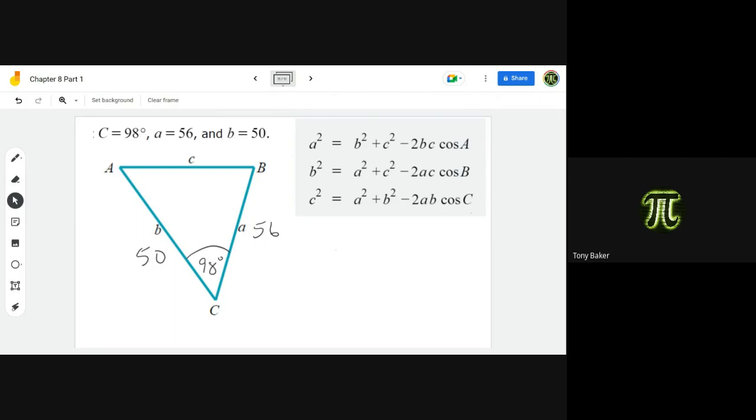In this case, any of the 3 that I find will give me a pair. So let's look at C. If I look at C, I'm using this equation right here, right? Do I have A and B? And do I have angle C? Yes. So I can use that one.